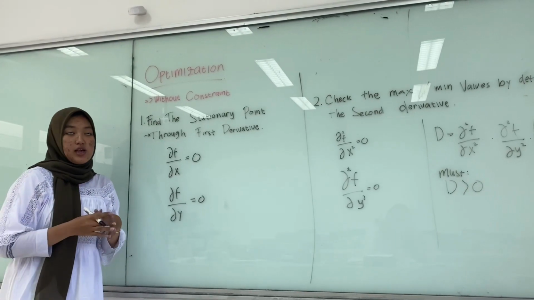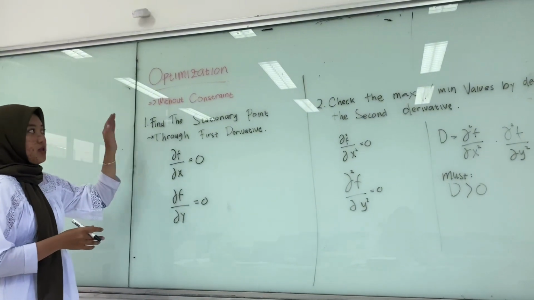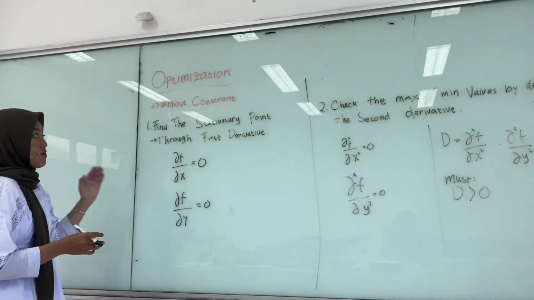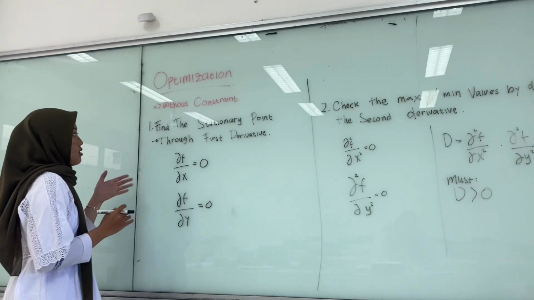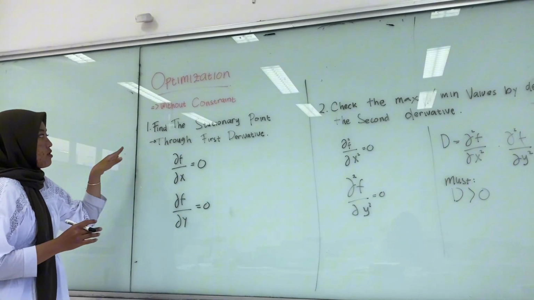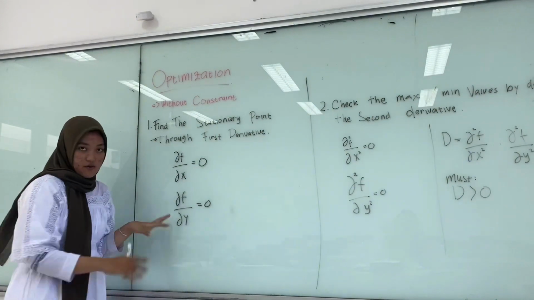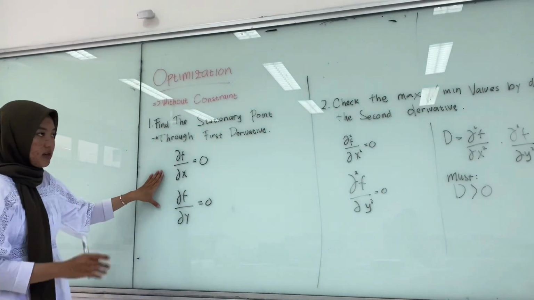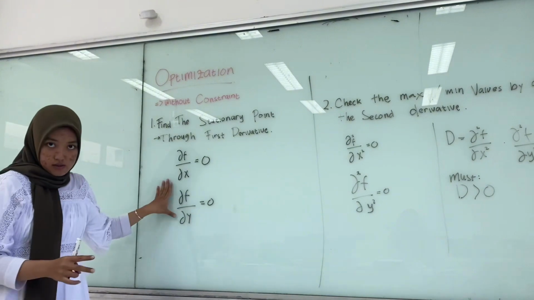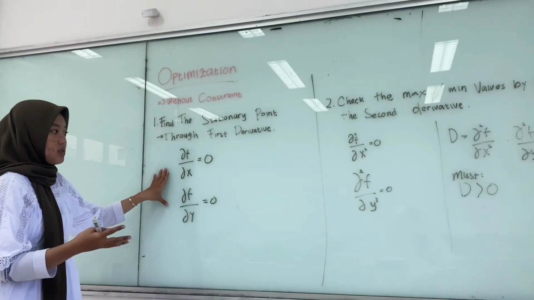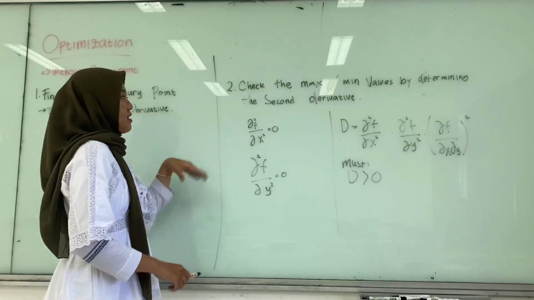Hello everyone, today I will explain about optimization without constraint. And there are step-by-step instructions to solve the problem. The first is to find the stationary point through the first derivative. And from this, we can find two equations for finding the points.